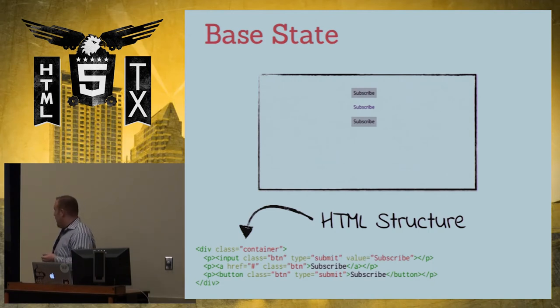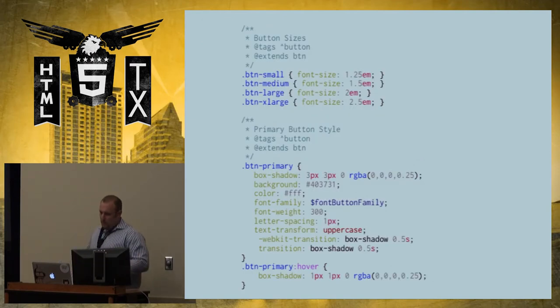So right here, I have three different elements. I have an input with the class of btn. I have a link with the class of btn. And I have an actual button with the class of btn. So essentially, those are what those three look like if it was just that class. Very, very basic. So that was our base object or module.